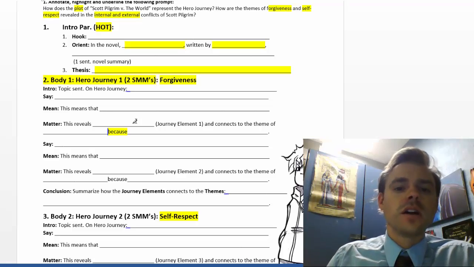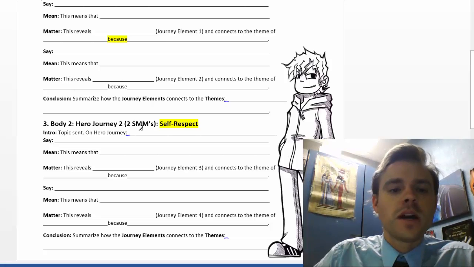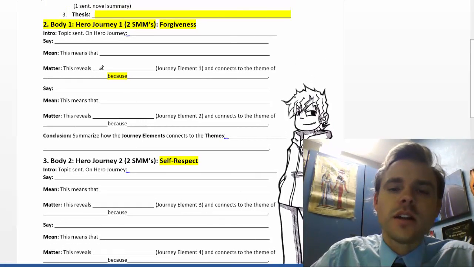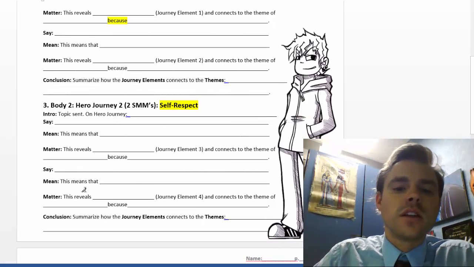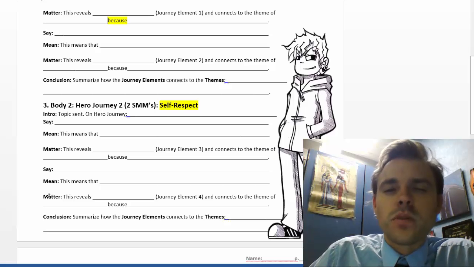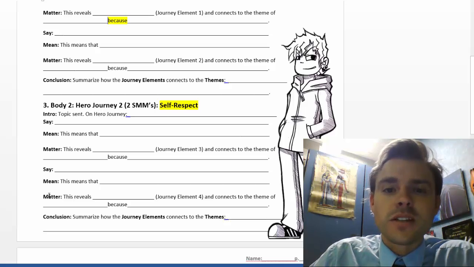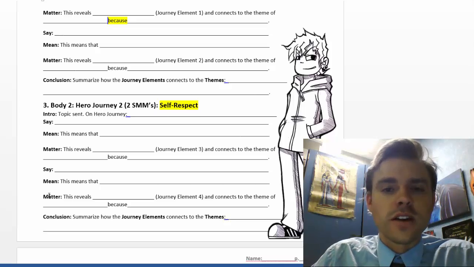Go back through. You're doing one again on forgiveness, another body paragraph on self-respect, have one saying matter on external conflict in each body paragraph, and you'll probably be fine. Okay, so do your best on it. Good luck, and hopefully you'll be ready to do a final draft on Friday.